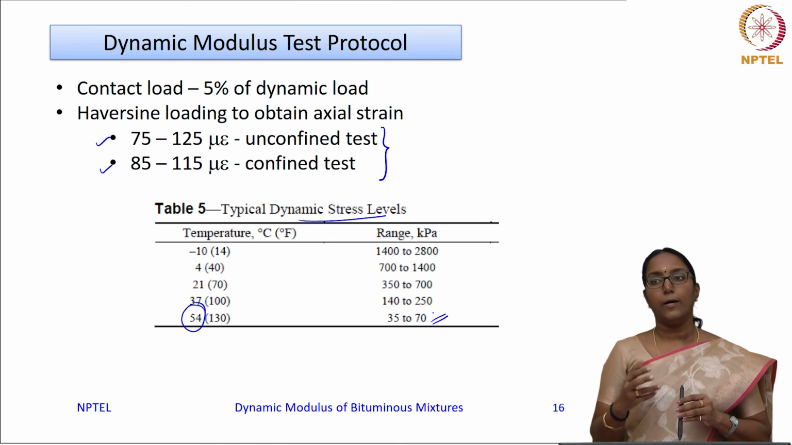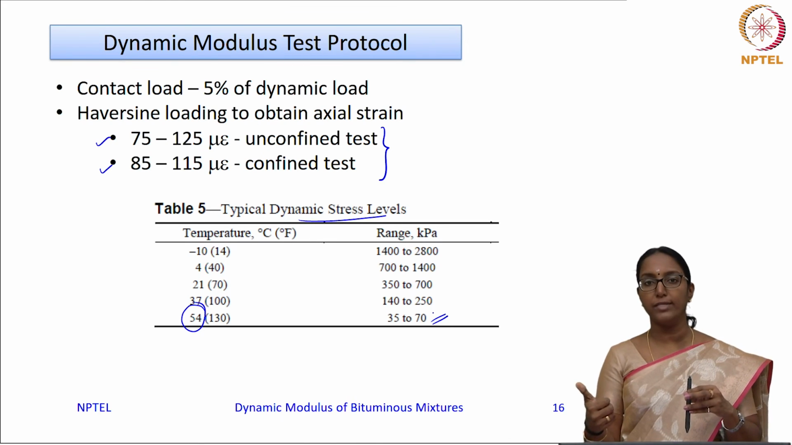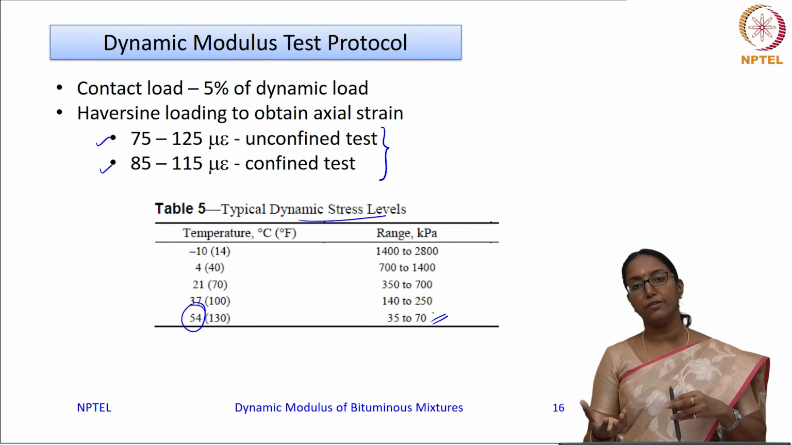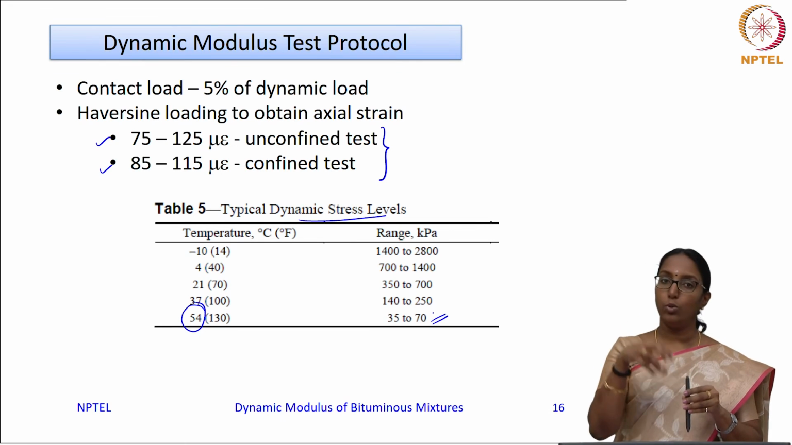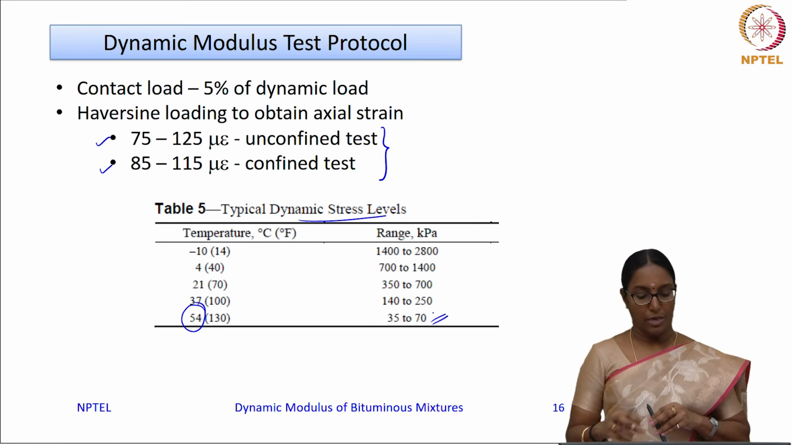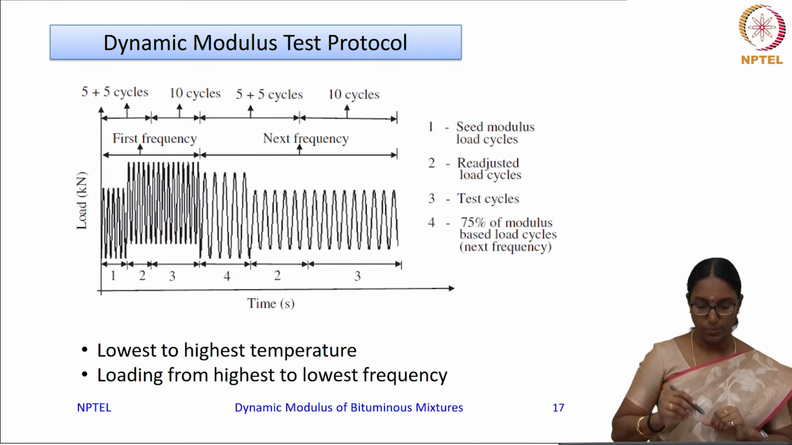But when you are testing the sample, as I said, your temperature will affect the modulus value, your aggregate gradation, your binder content, the stiffness of the binder, and the loading rate, everything is going to affect the modulus value. Now, how do you ensure that it is well within this regime? So, this is how the test protocol goes.